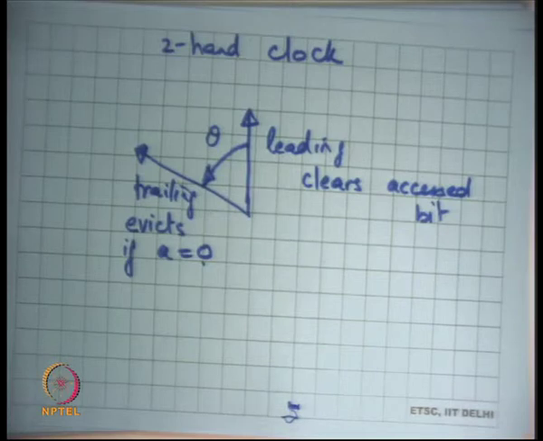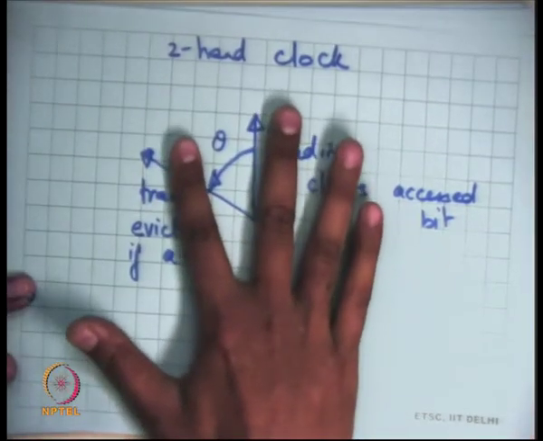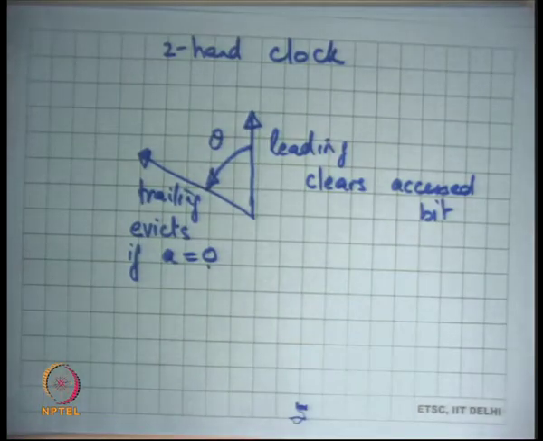So, instead of theta being 360 as in the one-hand clock, now theta is something smaller, and you can choose theta depending on what your memory size is and what's the maximum overhead you want to have on your page fault. This makes sure that you will examine only that many pages before you find something to replace. All right.